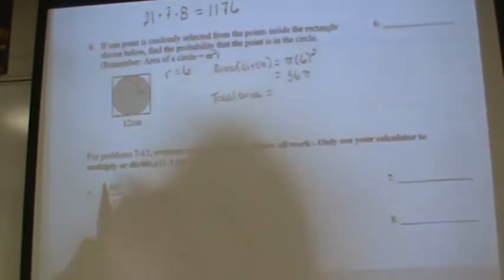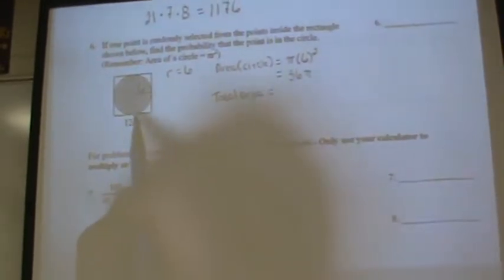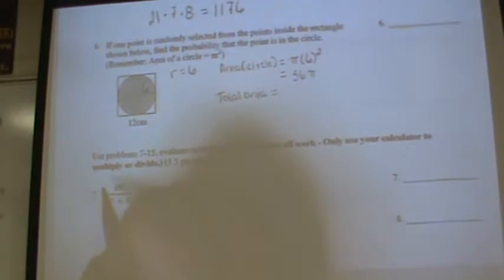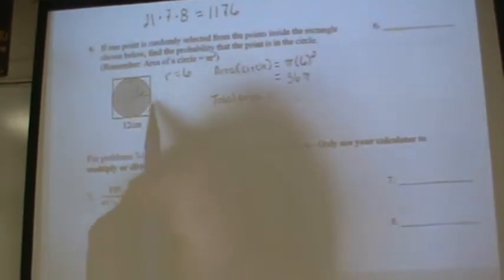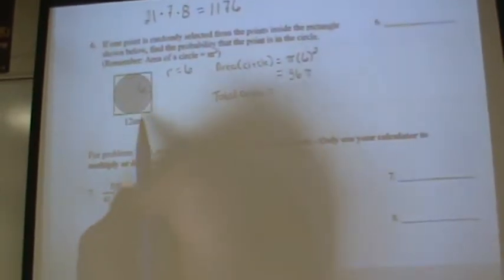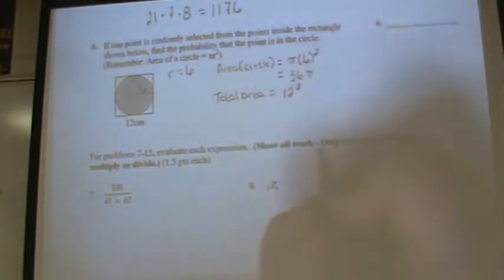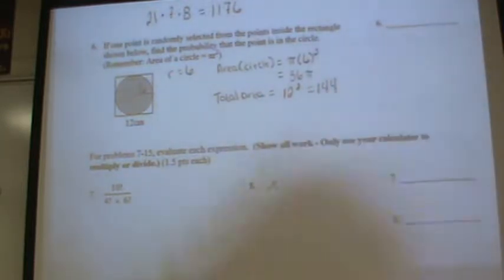Now the total area is the total area of this square. So we're given that one side of the square is 12 centimeters. So a square, we know that all the sides are equal, and we know to find the area that it's side squared. So we have 12 squared will give us the total area of our square, and that equals 144.